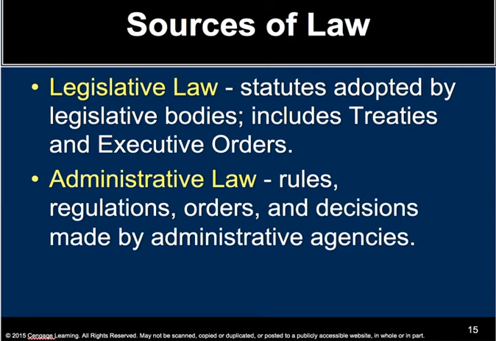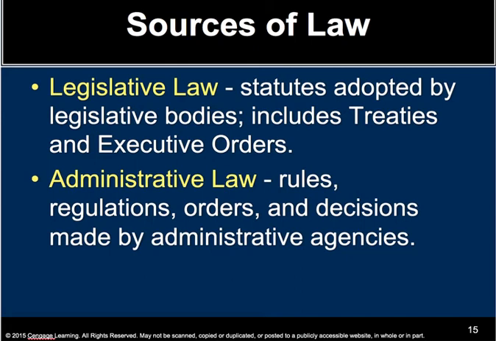Legislative law is also a source of law. The government, right, the legislature creates statutes. So legislative law is simply the statutes that are adopted by these legislative bodies, whether it's Congress, whether it's the Senate, right, whether it's the House of Representatives. The House of Representatives and the Senate together are known as Congress, right? It includes treaties and it includes executive orders that come from the executive, from the president.